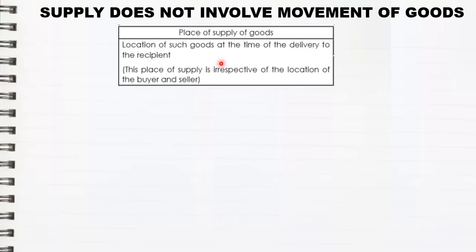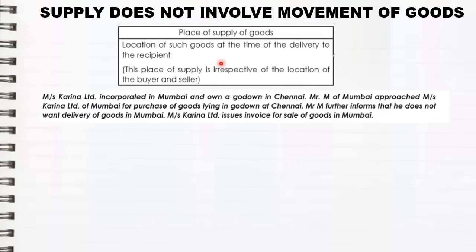So to understand that better, let us take this example. Measures Karina Limited is incorporated in Mumbai and owns a godown in Chennai. Mr. M of Mumbai approached Measures Karina Limited of Mumbai for purchase of goods lying in the godown at Chennai. Mr. M further informed that he does not want the delivery of goods in Mumbai. Measures Karina Limited issued an invoice for sale of goods in Mumbai.